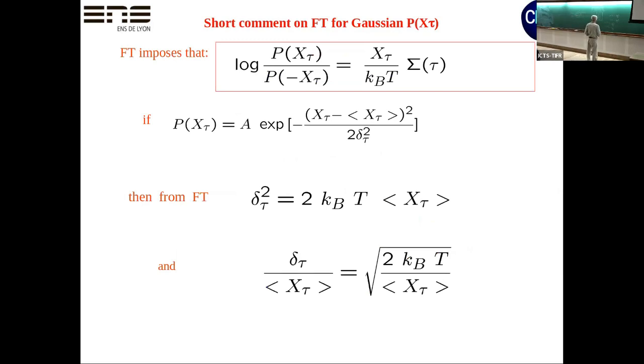Now, sometimes people say that for a Gaussian it's a triviality. It's not a triviality, and with a two-line calculation I'll show you that it is not.